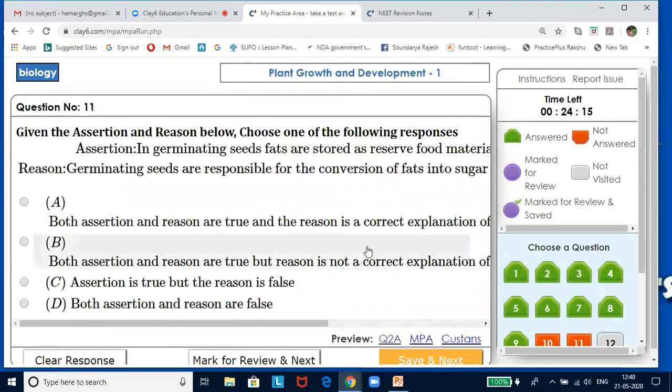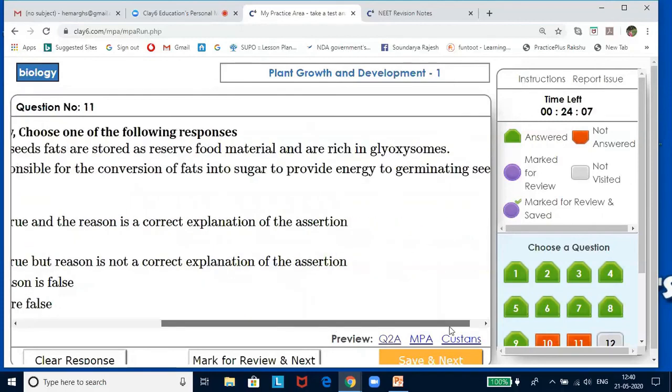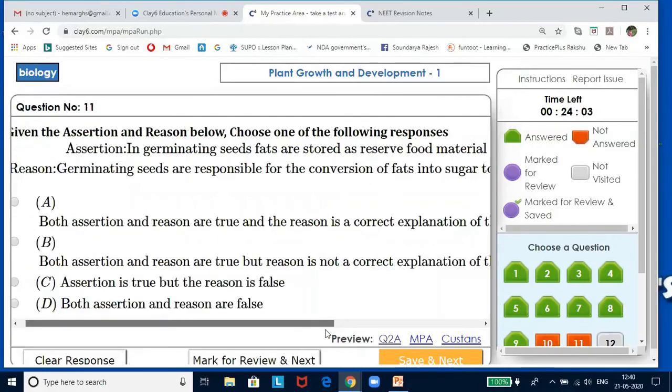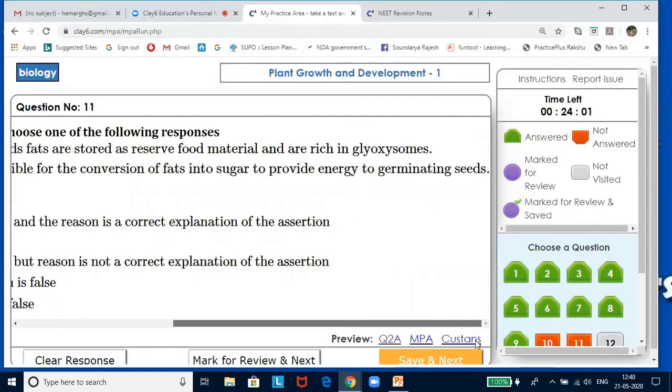In germinating seeds, fats are stored as reserve food materials, and the cells are rich in glyoxysomes. Glyoxysomes are responsible for the conversion of fats to provide energy to germinating seeds. So both are true, and the reason is the correct explanation. So it is A.